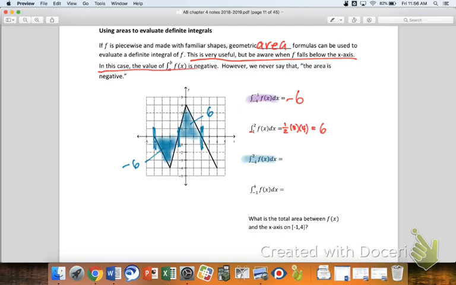And remember, a definite integral is simply an infinite summation of these really skinny rectangles. So this should just end up being -6 plus 6. Of course, that's 0.